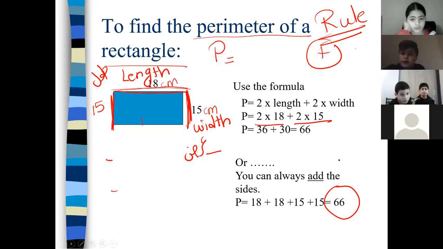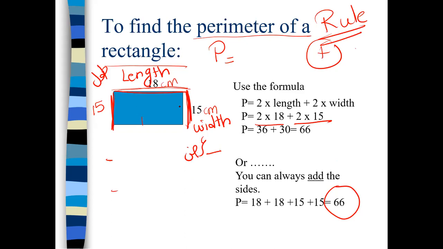Okay. So in order to find its parameter, we will multiply the length by 2 and we will multiply the width by 2. Okay? This is the rule for the parameter. The parameter of a rectangle is 2 times. Why 2 times? Because every 2 opposite sides are equal. Then we will add length and width. So this is the rule.